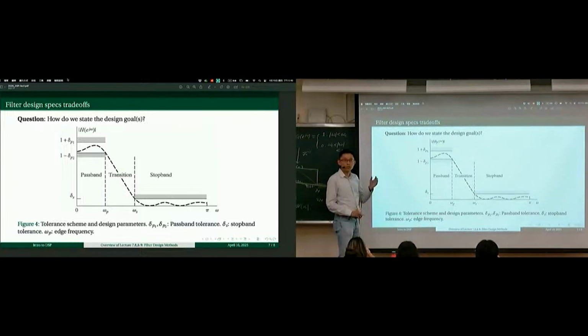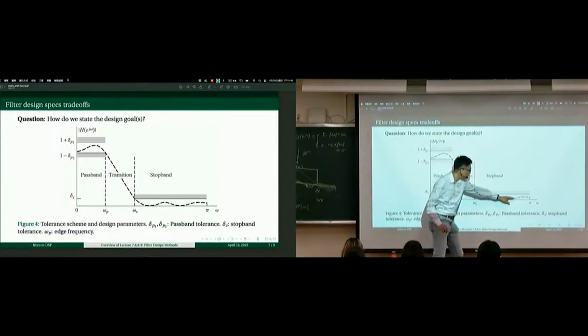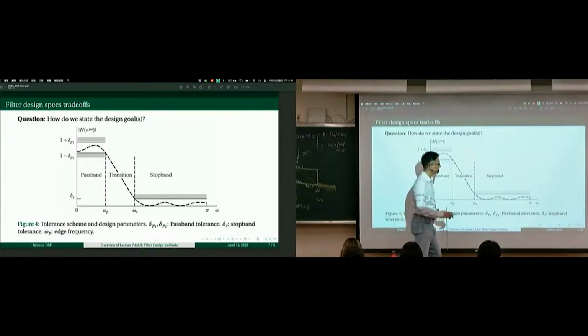To reach the ideal response, you want the ripple to be small. These are ripples. You want the ripples to be controlled, to be small. There will be ripple, but you want them to be as small as possible. You want to suppress the ripple while making the transition as narrow as possible.